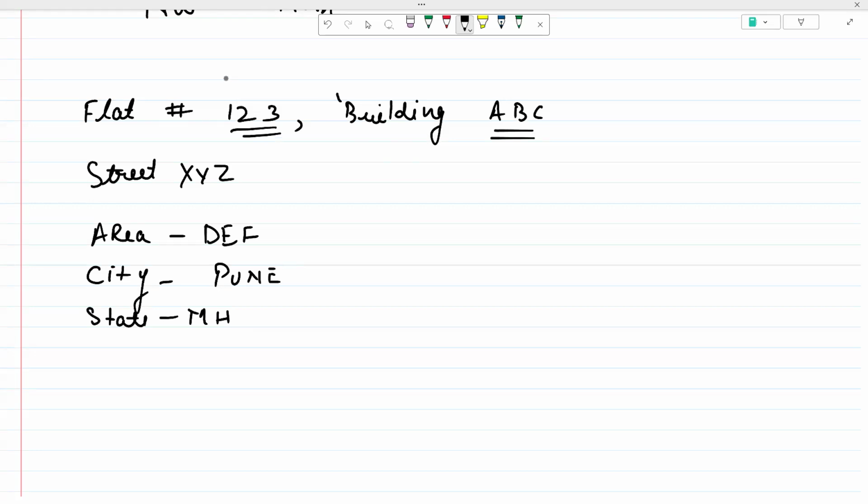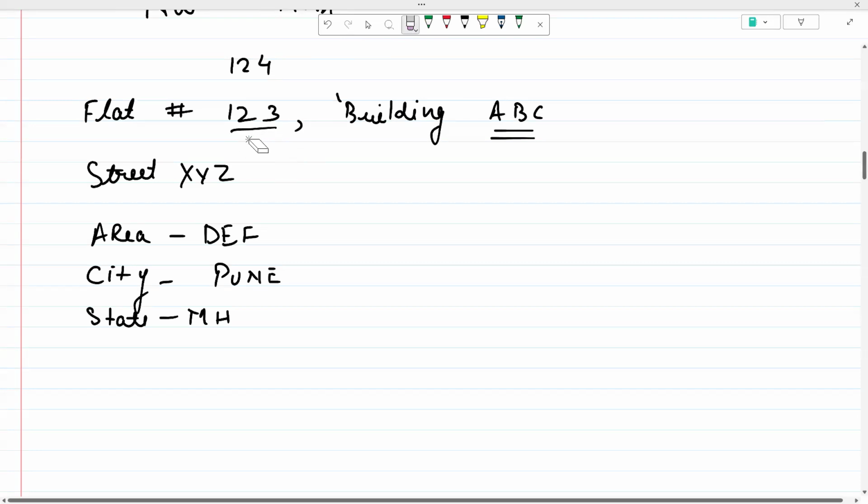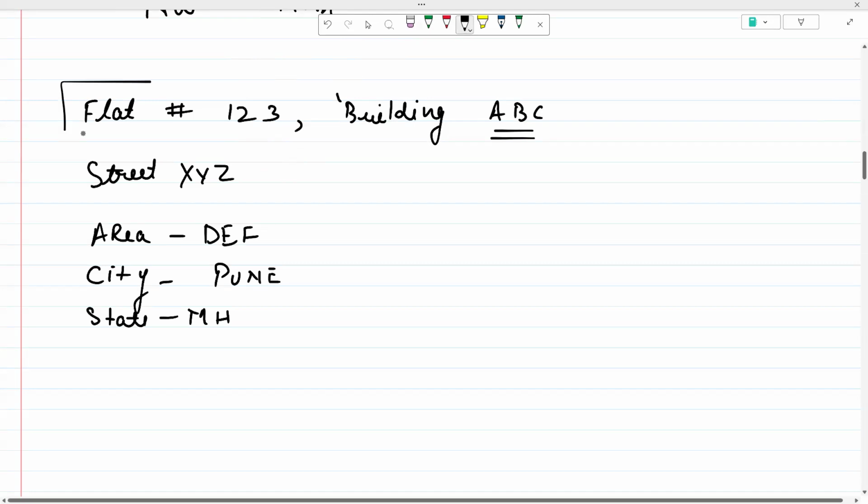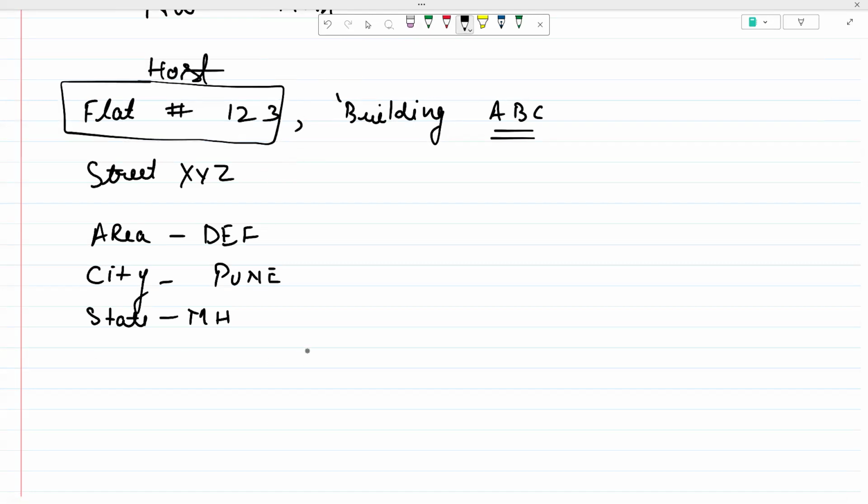What is my neighbor probably will have 124 or 122, right? Or if that neighbor is living on the next floor or a floor below, they will have a different flat number. However, the rest of the address will remain the same. So what is happening in this house address? The host part. This is the host part. Rest of them is the network part, because as I said, it remains constant.